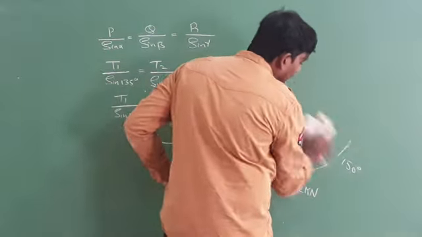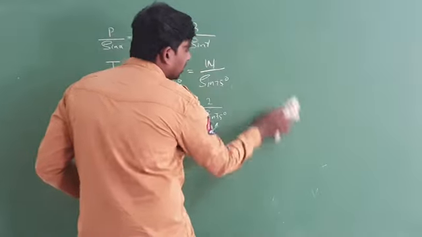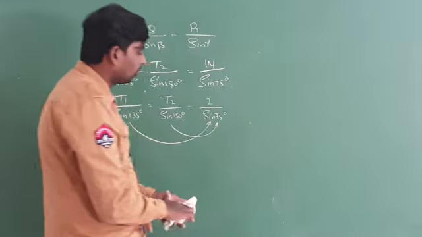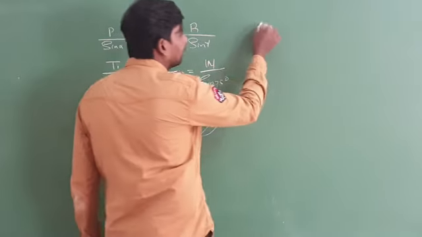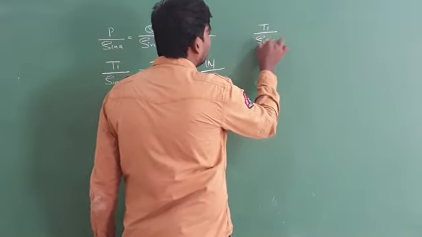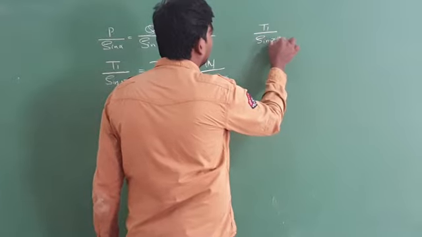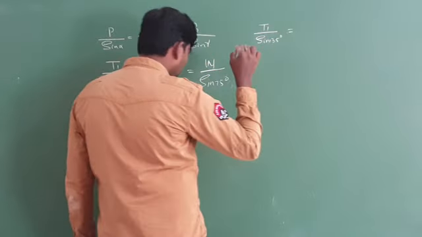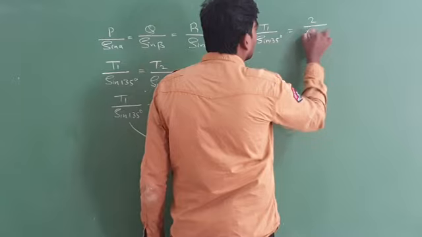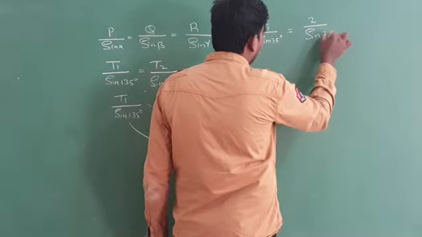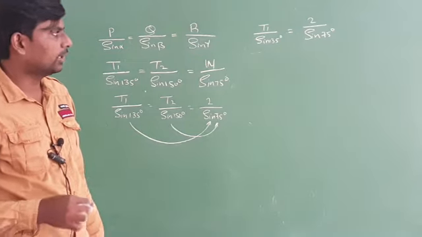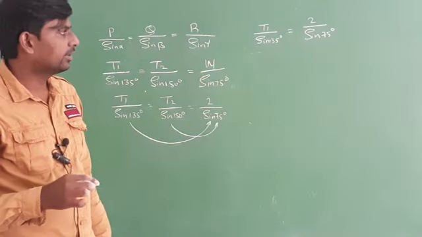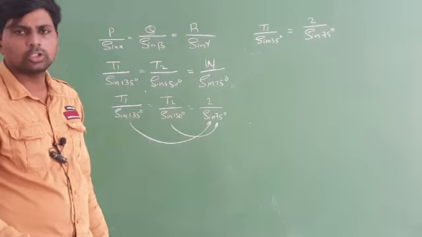Now the diagram part is over, only the simplification part is there. For that, first you have to select the first one and last one. What is the first one? T1 by sine 135 is equal to 2 by sine 75. T1 by sine 135 is equal to 2 by sine 75. Then go for cross multiplication.